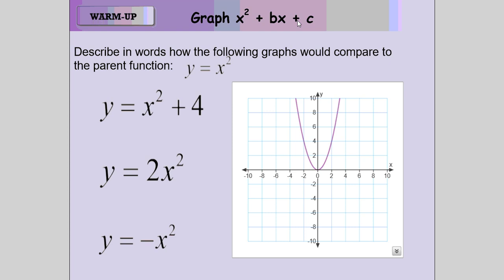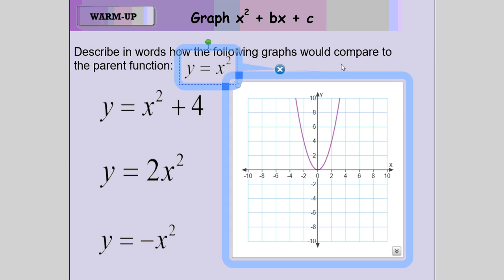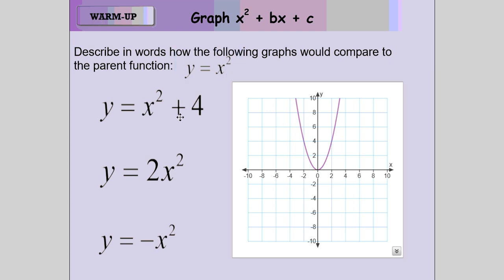We're going to get to that, but to start, I'm going to ask you a review question from the last section, just describing in words how would the following three graphs compare to the parent function? The parent function y equals x squared is graphed already right here. How would these graphs compare to the parent function? Your word bank is words like it moves up this much, it moves down this much, it is steeper, it is wider, it is upside down.